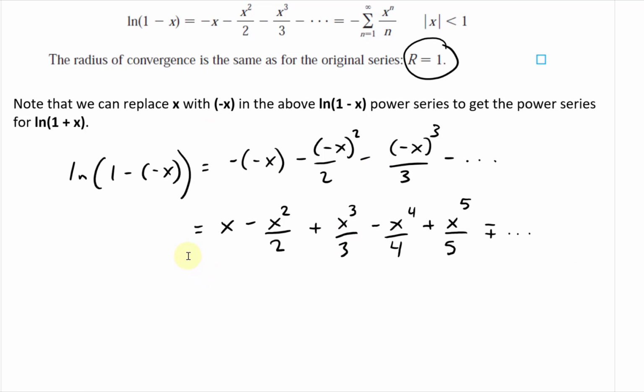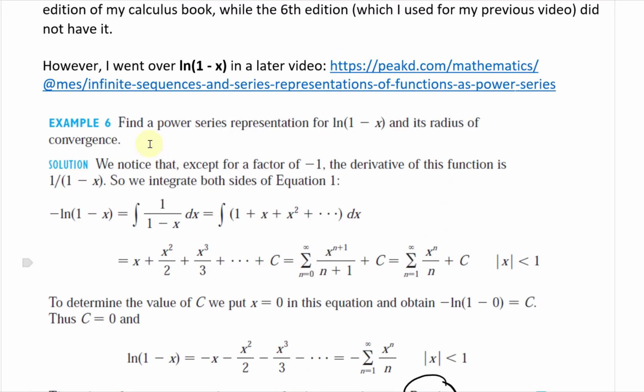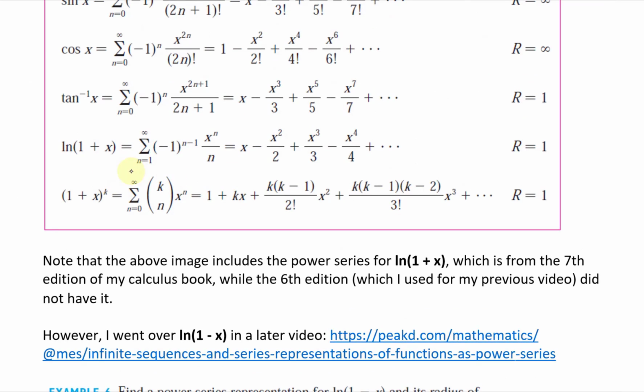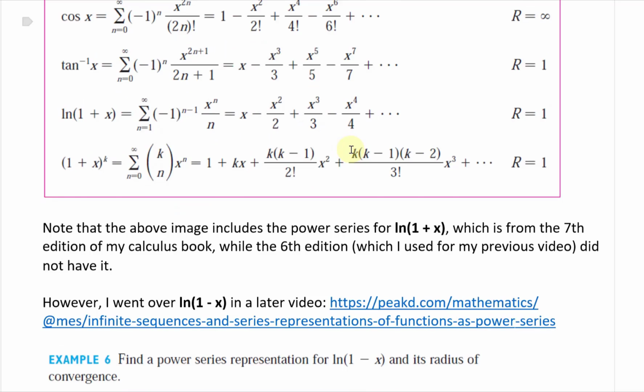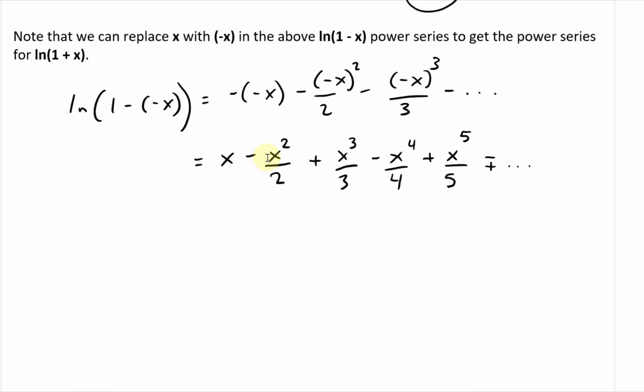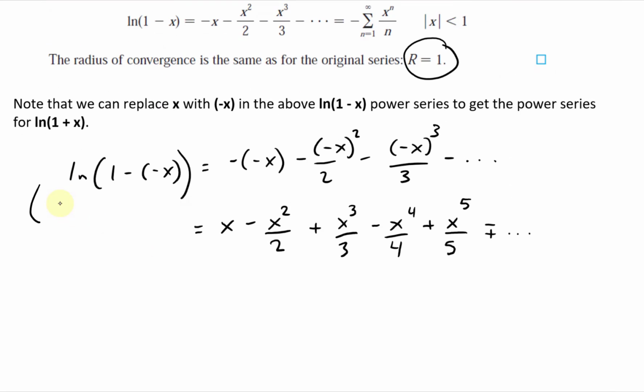So we have this right here, it's going to be alternating, and we could write it in this form over there. Notice the exact same thing here. So x minus x squared over 2 plus x cubed over 3 minus x^4 over 4. So the evens are negative, the odds are positive. And right here, notice when you put in the negative there, those cancel. That's just the same thing as ln of 1 plus x. So this equals this over here.